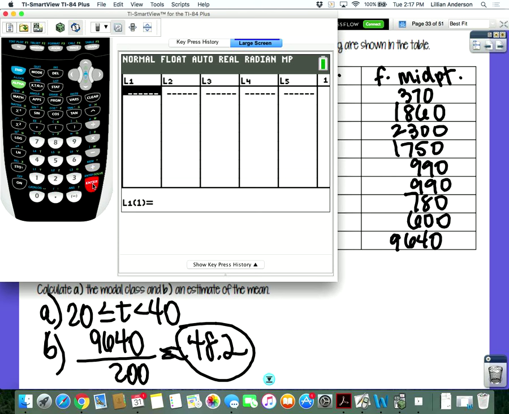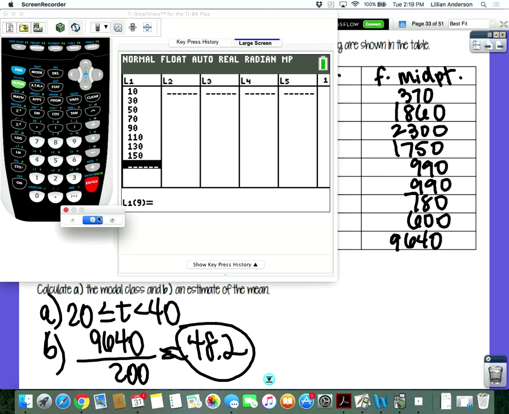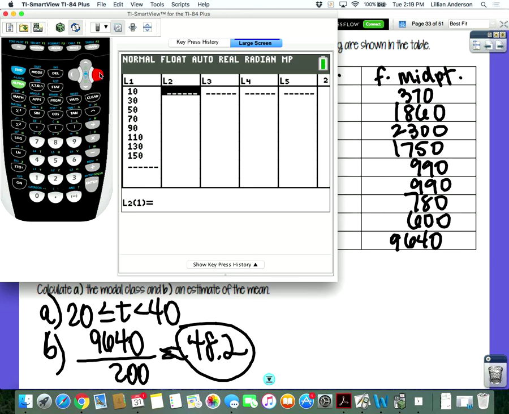Okay, cool. All right, so now in L1, you want to type in your midpoints. So do that. Type in your midpoints. In L2, you're going to type in your frequencies, okay? You're going to type in your frequencies into L2, so type those in.